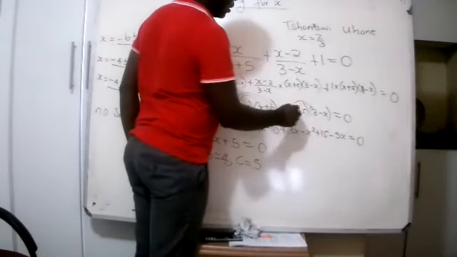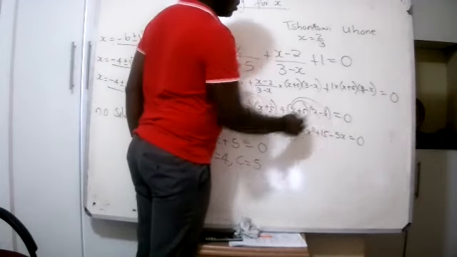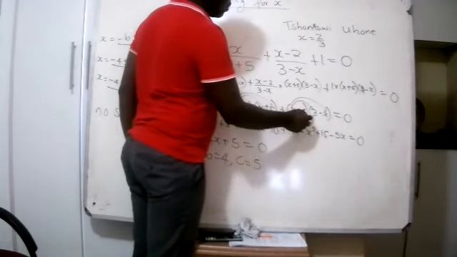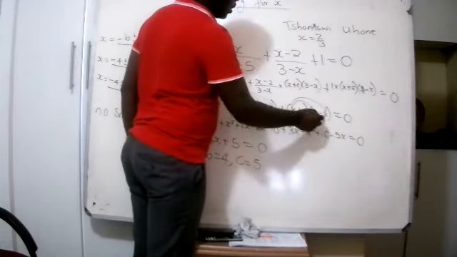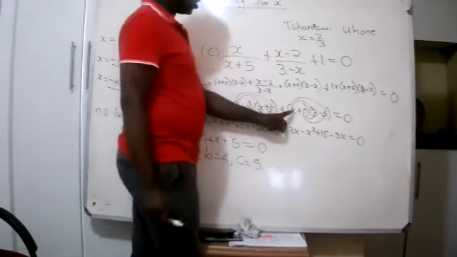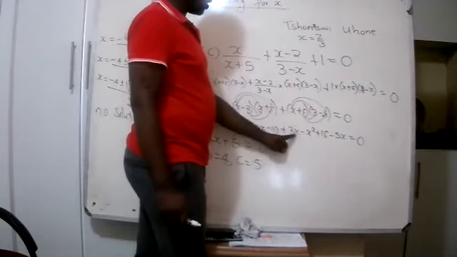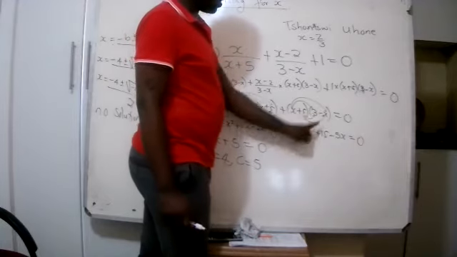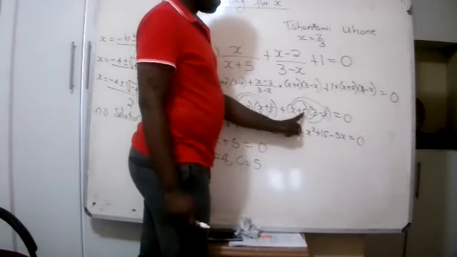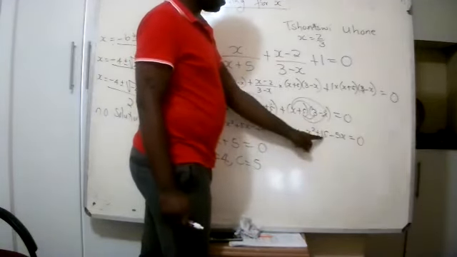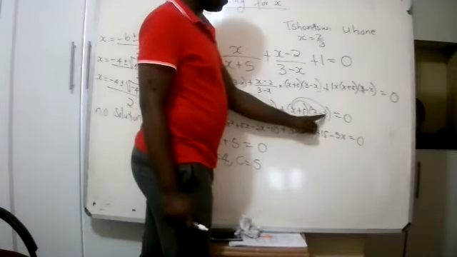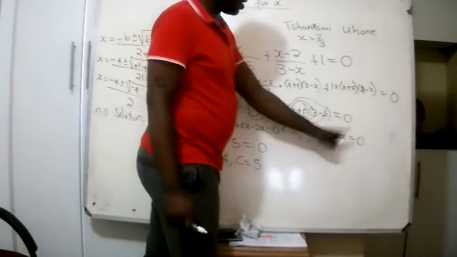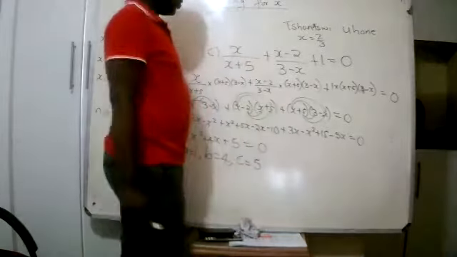x multiplied by 3, x multiplied by negative 2, 5 multiplied by 3, 5 multiplied by negative x. So x multiplied by 3 gives 3x. x multiplied by negative x gives negative x squared. 5 multiplied by 3 gives 15. 5 multiplied by negative x gives negative 5x. And then that would be equal to 0.